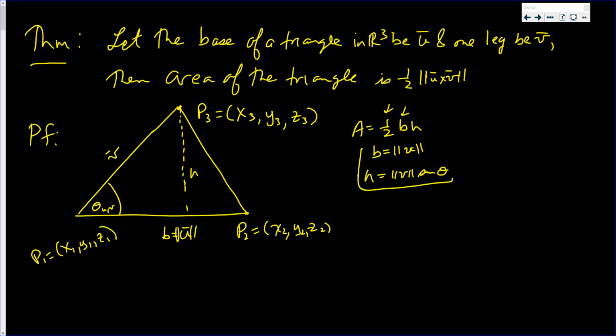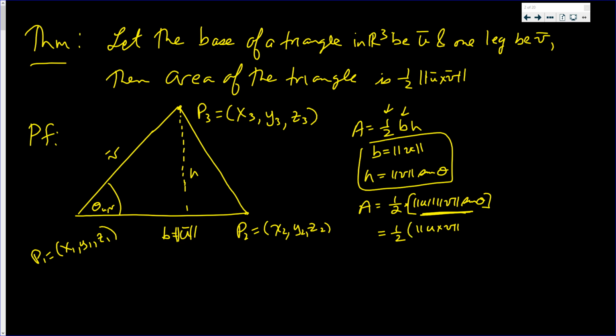So with this notation, I can write the area is 1/2 times the base times the height, which is the length of v times sine theta. And that's a times, not a dot product. Okay. So the area is 1/2 of that. But that is nothing more than the length of u cross v. That's what we just proved in the last video.